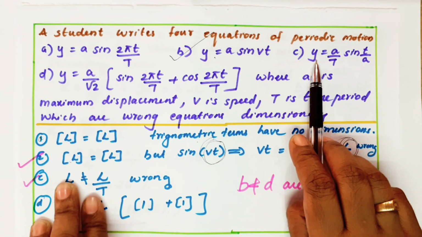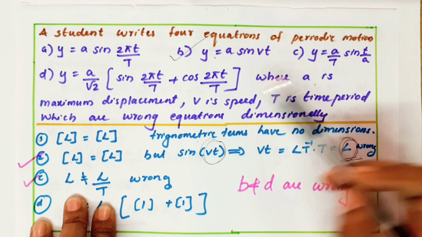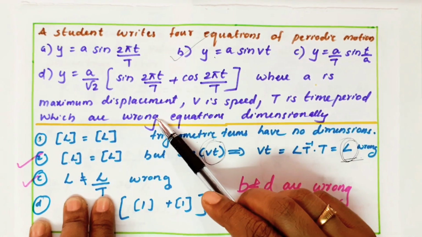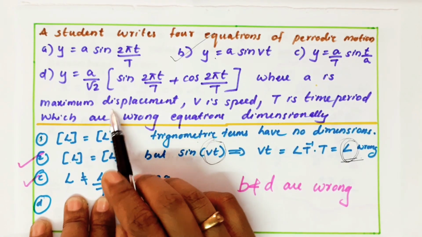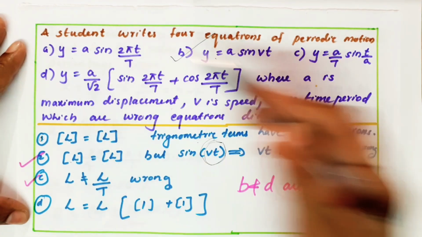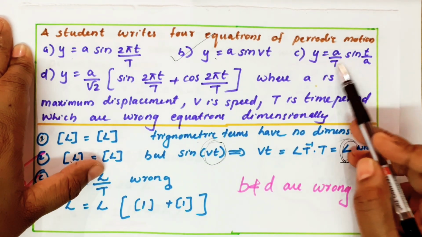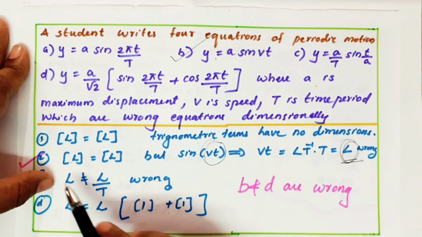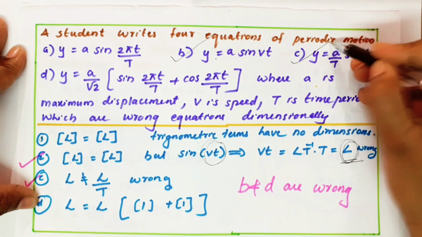One more. Check this one. Y is the displacement. A by T. A we know is displacement, amplitude they told. A is the maximum displacement. So in this, A is the displacement, Y also displacement only. So I can write Y displacement as L, A also displacement L, but denominator T. First checking itself, that equation is coming wrong because L is not equal to L by T. So this equation also wrong.